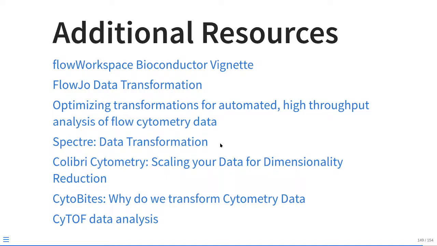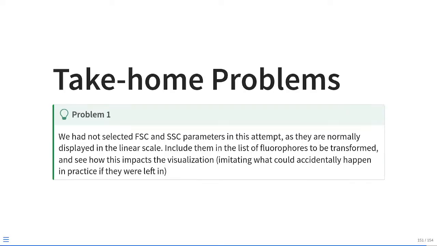Oliver Burton, with his Colibri Cytometry blog, also has a good post on scaling your data for dimensionality reduction. That's one I've linked in. As I mentioned at the beginning, the Cytobites channel has put out a short video about transforming cytometry data, which I've linked. And for anyone working with mass cytometry files, there's a really good article right here at the bottom, which links to several additional really good articles as well, to show you what you should actually do in terms of your own workflows.